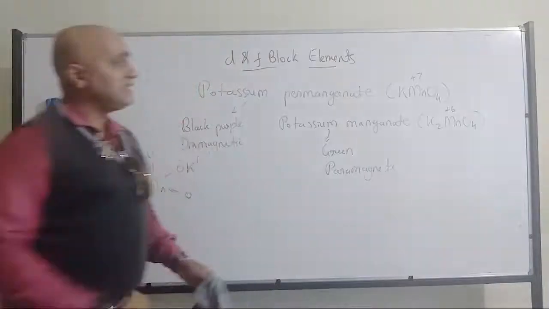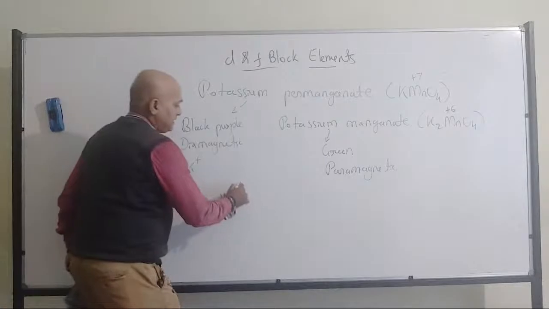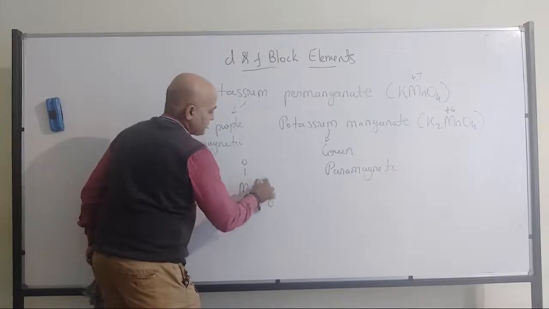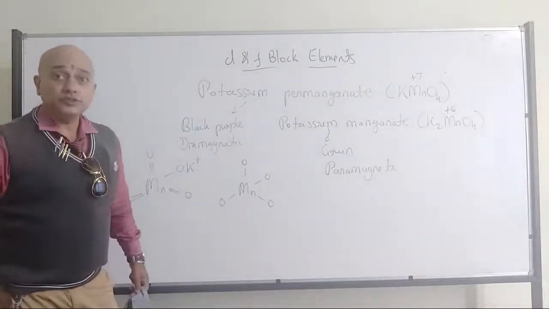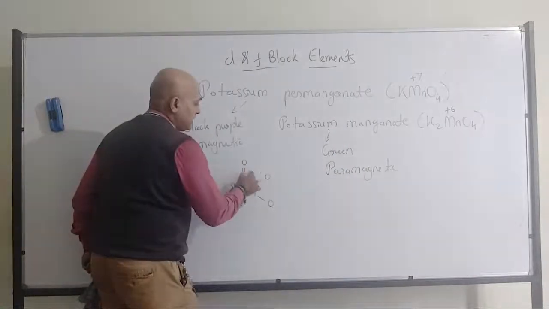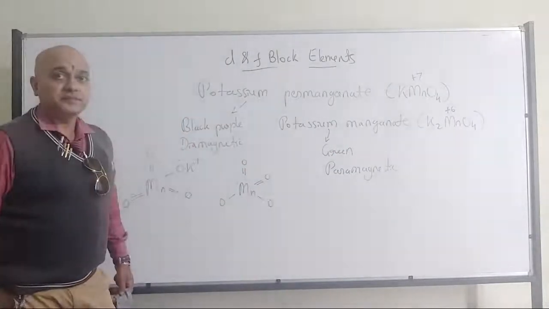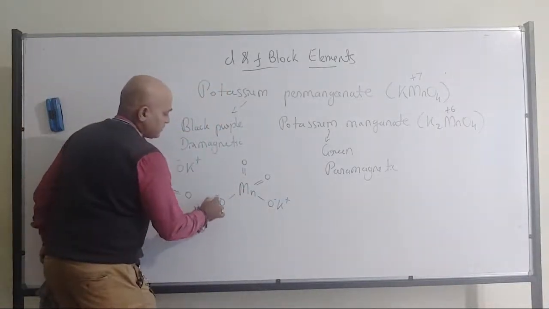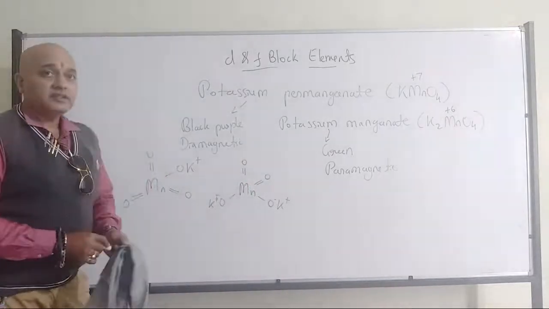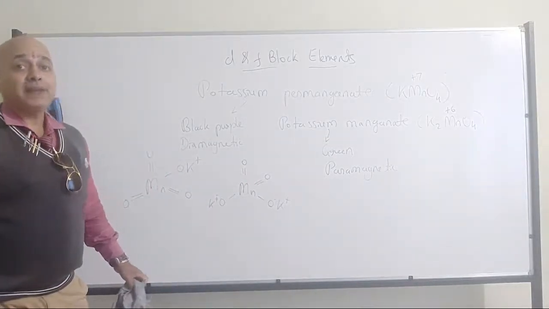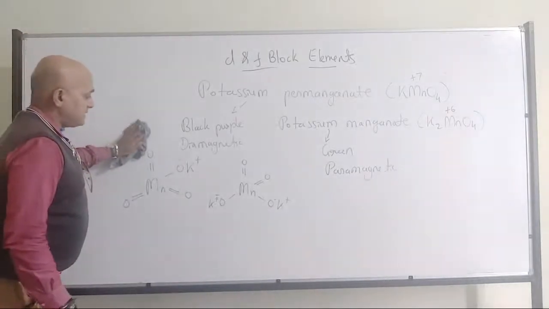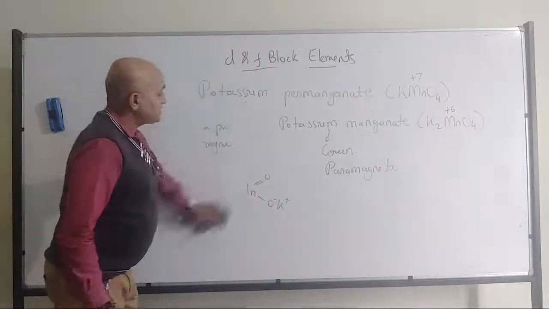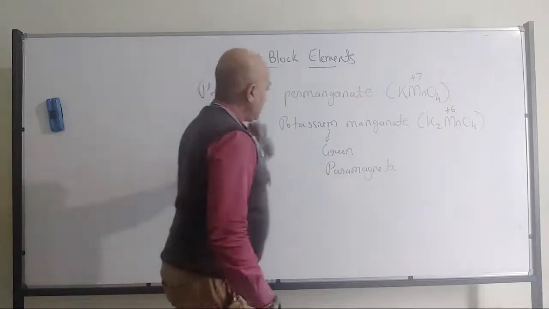So when it comes to manganate, it will be Mn with once again 4 oxygen, but any 2 of these oxygen will make the double bond. So it will have potassium, potassium. Therefore, 1 unpaired electron will be there, so it will become paramagnetic. All of you have understood? But both of them have a tetrahedral structure.